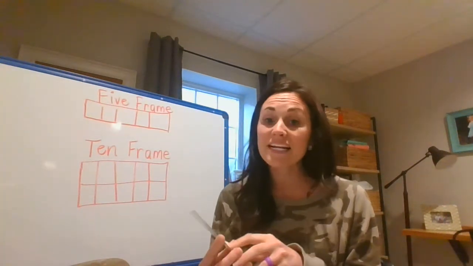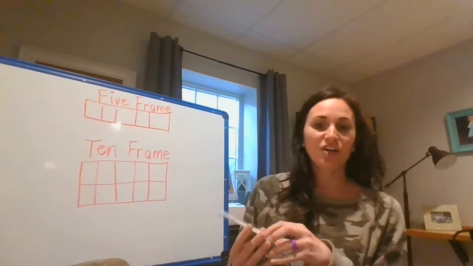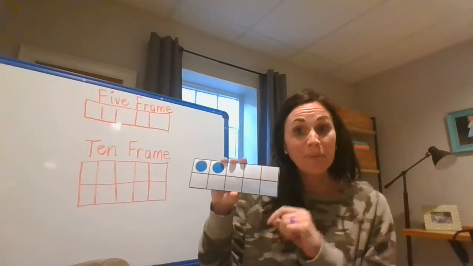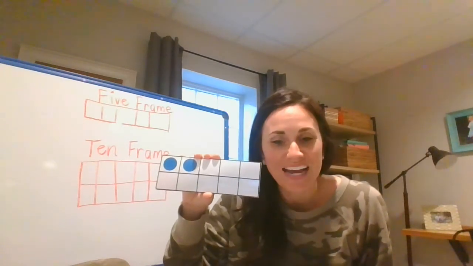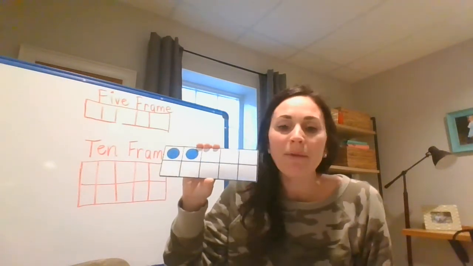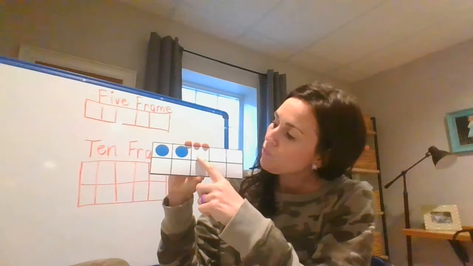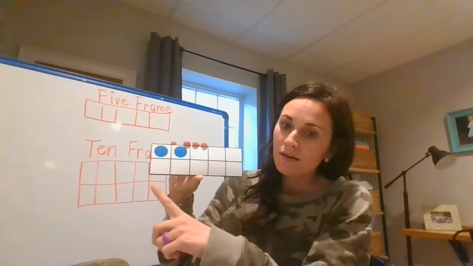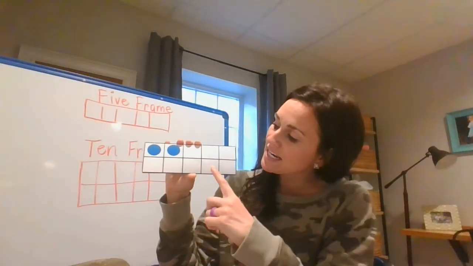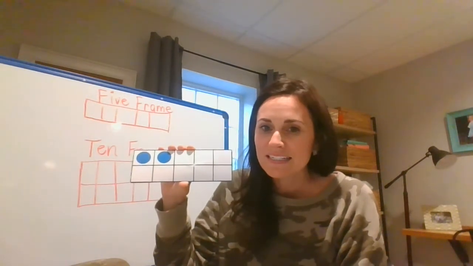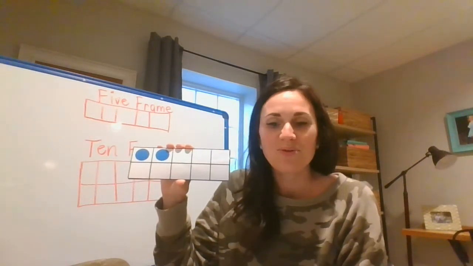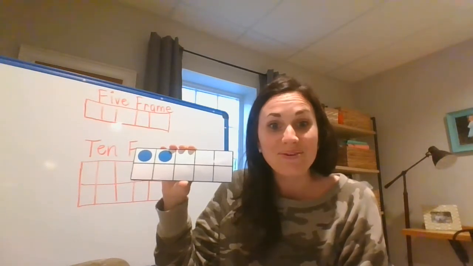Okay, look at this one. This is on a 10 frame now, so it's going to look like this. Here it is. Did you get a picture in your brain? How many? It's 2. I bet you didn't even have to count. Let's see how many we're missing. 1, 2, 3, 4, 5, 6, 7, 8. We're missing 8. Could you make a number sentence? 2 plus 8 equals 10.